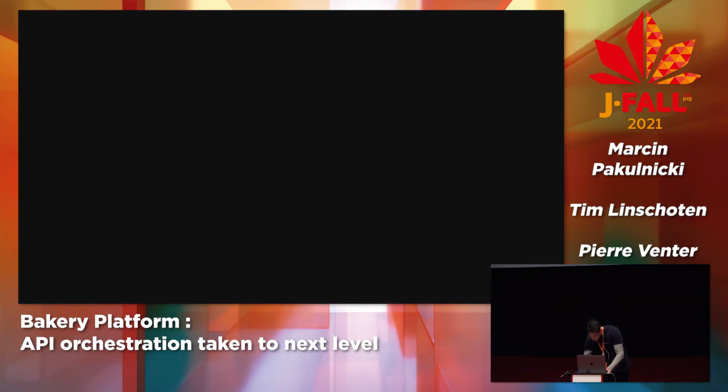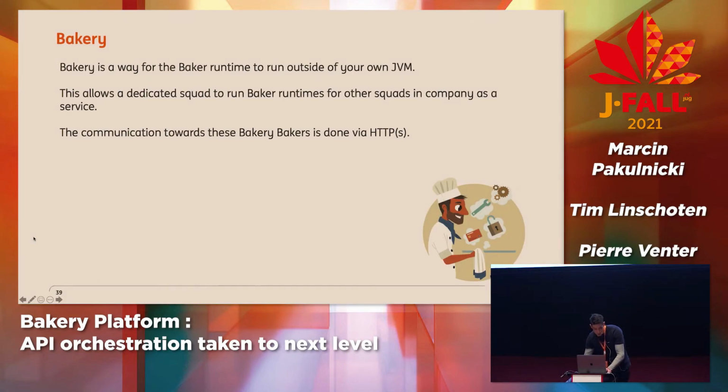So I'm going to go back to just basically telling you what Bakery is. Tim spoke about Baker. And Bakery is an alternative way to run the Baker runtime, but not in my own local JVM. This is now running externally, and it's being called via HTTPS. This also isolates the clients from the complexities of running the Bakery runtime. So it means that me as a team member do not really need to know Akka or Cassandra to the extent that I sometimes have to when I use Baker.